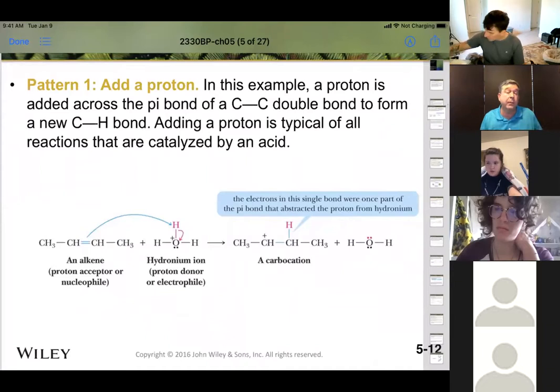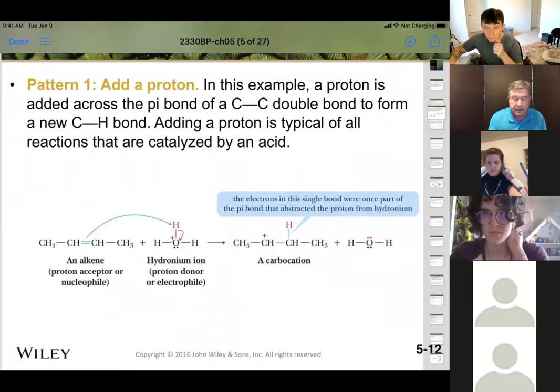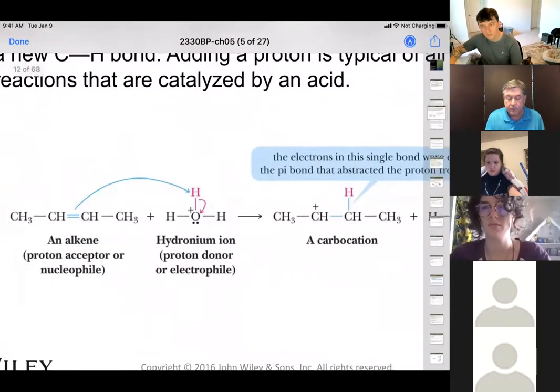And this one is really relevant for this chapter because this is how we do these reactions with alkenes. We're going to do those addition reactions with alkenes, and this is an example of that. In this case here, we have the hydronium ion as the proton donor. So we have this as our acid.